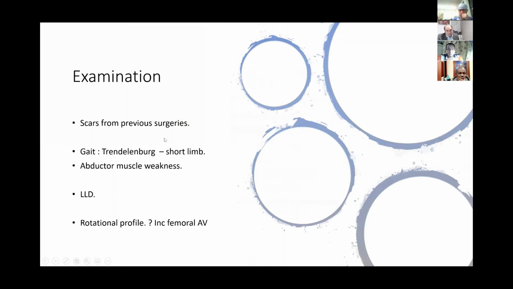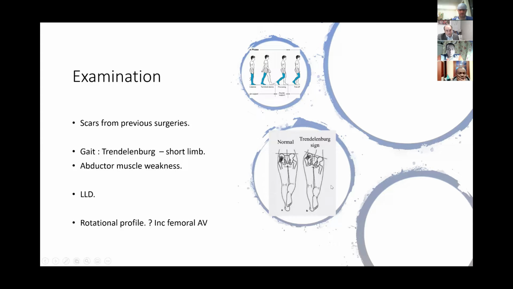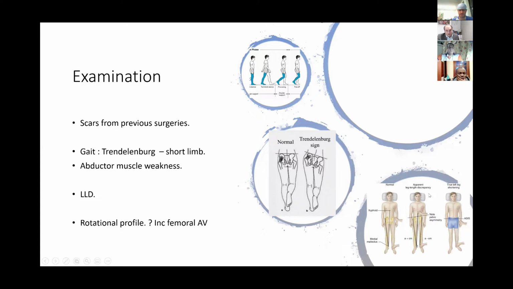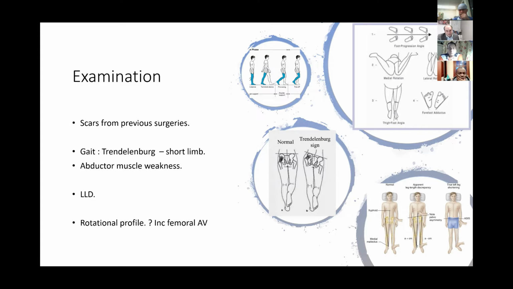Examination, there'll be scars from previous surgeries. The gait, Trendelenburg gait or short-limbed gait. They would have abductor muscle weakness because it's a long-standing condition. Leg length discrepancy is very common, could be femoral, and in a lot of the cases, the difference is also on the tibial side, not just the femoral. Rotational profile is key in assessment of these patients. A lot of them have increased femoral anteversion, which is very important whether you are aiming for hip preservation or you're aiming for a hip replacement.